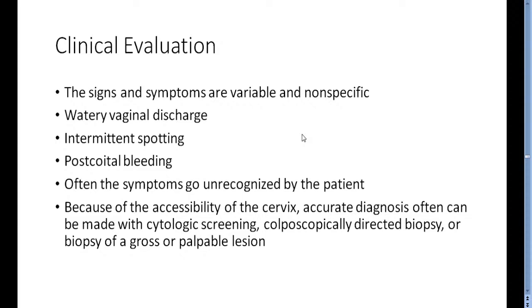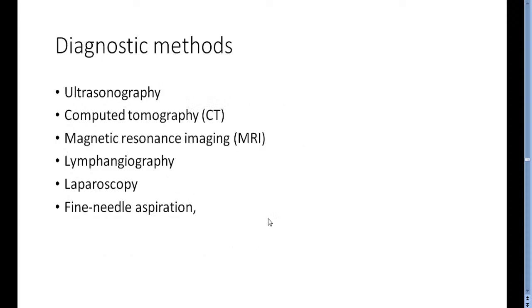Because of the accessibility of the cervix, accurate diagnosis often can be made by cytology screening, colposcopy testing, biopsy, or a combination of ultrasound, computed tomography, and MRI as additional diagnostic measures for cervical cancer. As well, it's necessary sometimes to do lymphangiography and laparoscopy, and fine needle aspiration can be done.